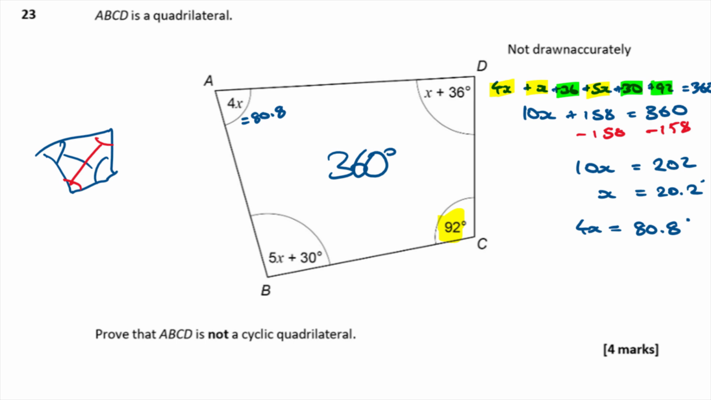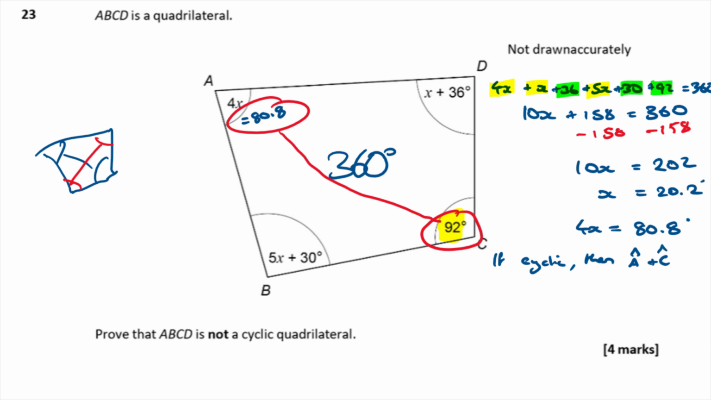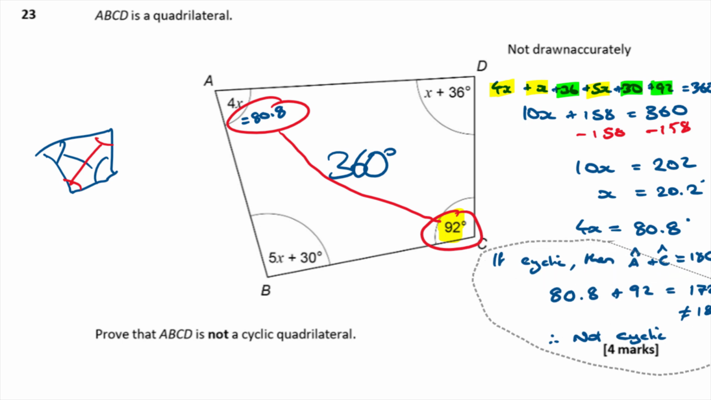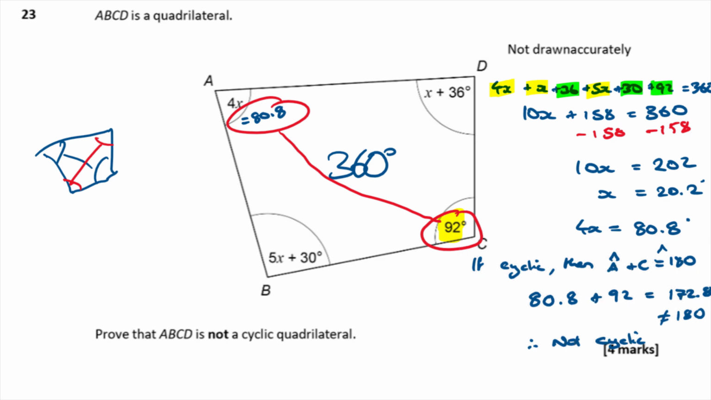Okay, so can I add 80.8 to 92 and make 180? No, I cannot, and that is why this is not a cyclic quadrilateral. I can say if cyclic, then angle A plus angle C equals 180, but what I have got is 80.8 plus 92, that's 172.8 then, isn't it? Which is not equal to 180, therefore not cyclic. I think some of my work here might have gone off the edge of the screen there. Let me just shift it over a little bit so you can read it.